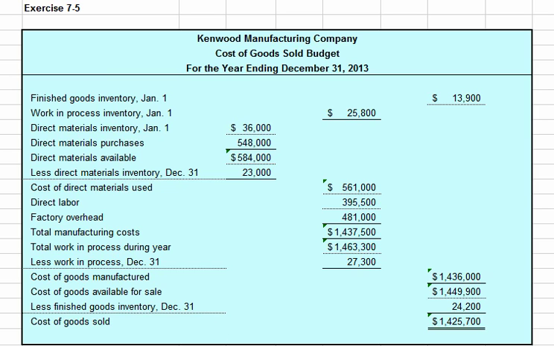You guys, after working this one out with me, I don't think you'll have any trouble with your homework problem. That's exercise 7-4. And that's also on page 381. Thanks a lot.